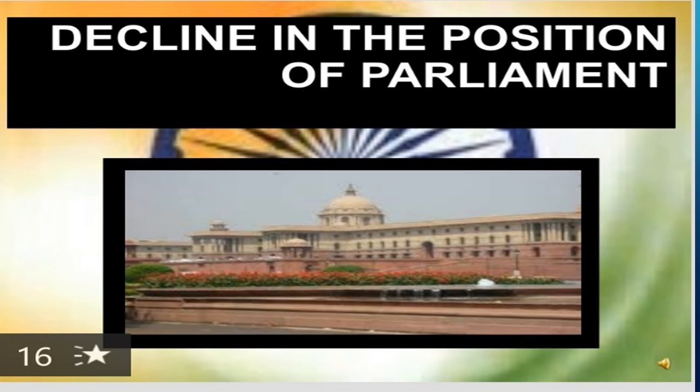Next, the decline in the position of parliament. The working of parliament is declining day by day. During the Nehru period, it was more than 100 sittings. During Indira Gandhi, it was less than 100. And after that, the position of parliament is declining. There is so much uproar in the parliament. So we can say there is a decline in the position of parliament.